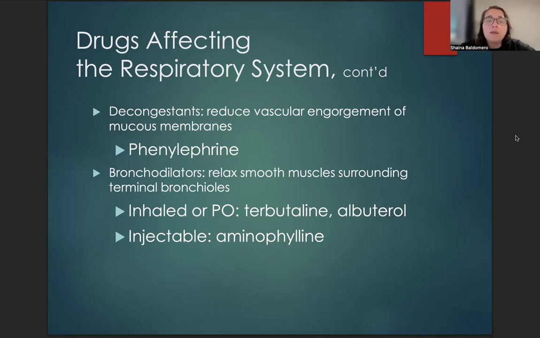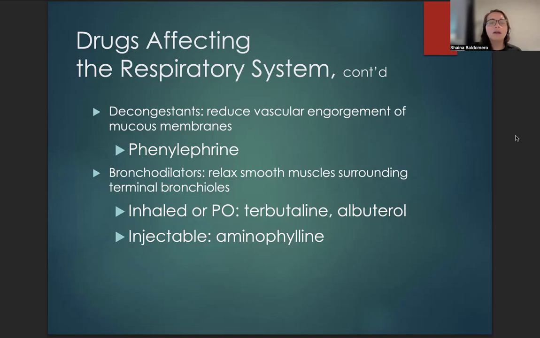A very common decongestant, we use these in humans and they use it in animals, is called phenylephrine. We also use bronchodilators, which are very similar. These are medications used to relax the smooth muscles that surround the terminal bronchioles. So again, into the airways. These are usually medications that are inhalant or given by mouth. So that could be terbutaline or even albuterol.